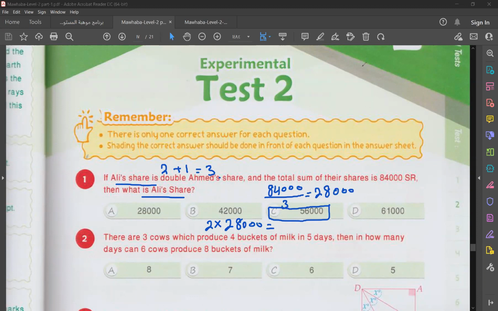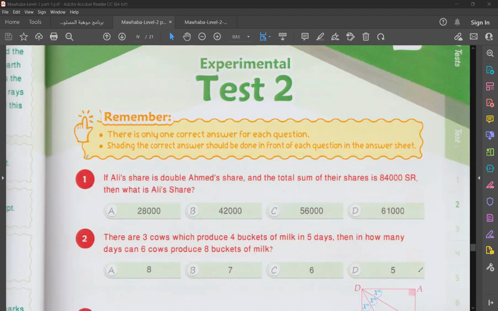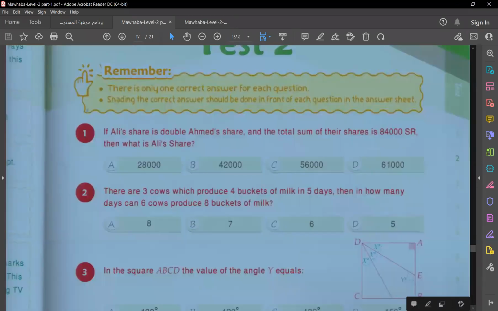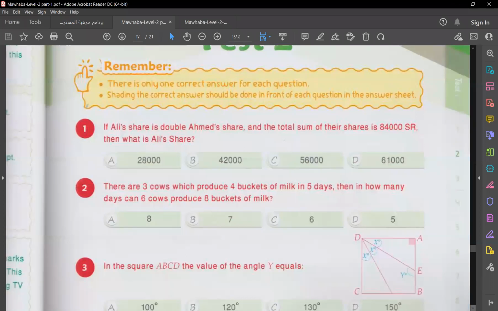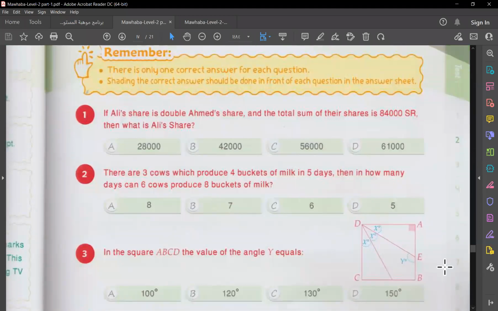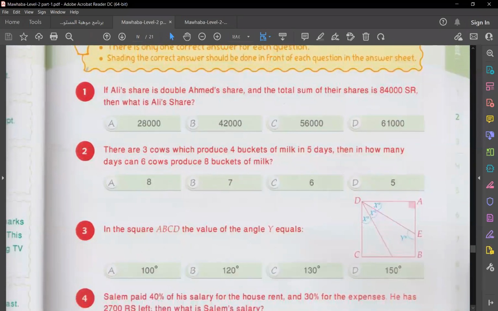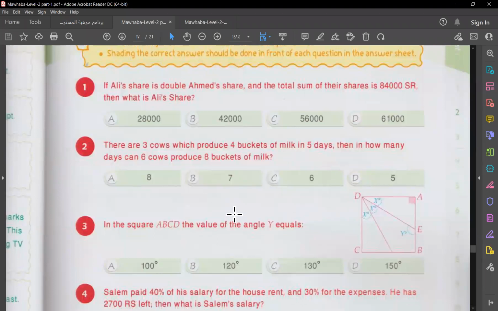Okay, there are 3 cows which produce 4 buckets of milk in 5 days. Then in how many days can 6 cows produce 8 buckets of milk? So I think they mean by 3 they multiply it by 6, so it would be double. So we're going to have to find double of the days. Yeah, so can you write it? You have a pen, I think. Can you write? And I want to show you.